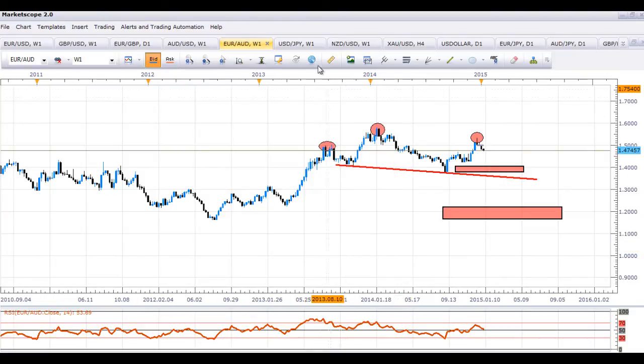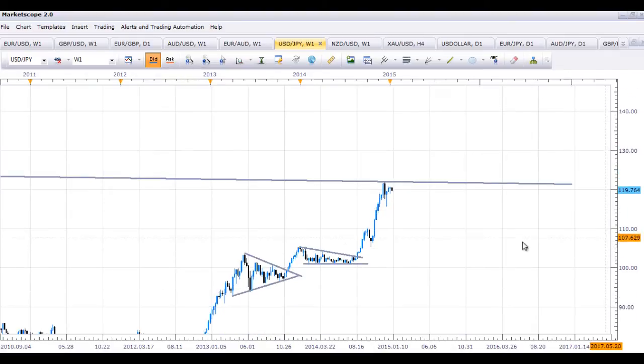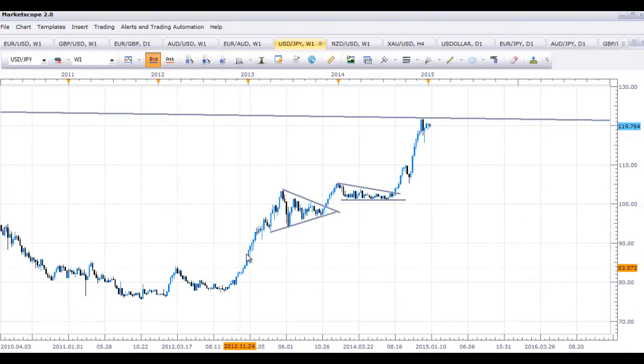The next one is dollar yen. I think it may be a boring start of the year for this pair. Take a look at how it has performed in the past. A huge move to the upside and a congestion pattern. A breakout, move to the upside and a congestion pattern. A breakout, move to the upside, and this is where we are right now.